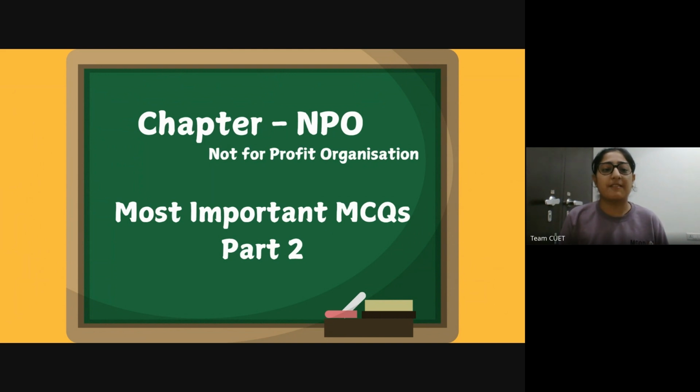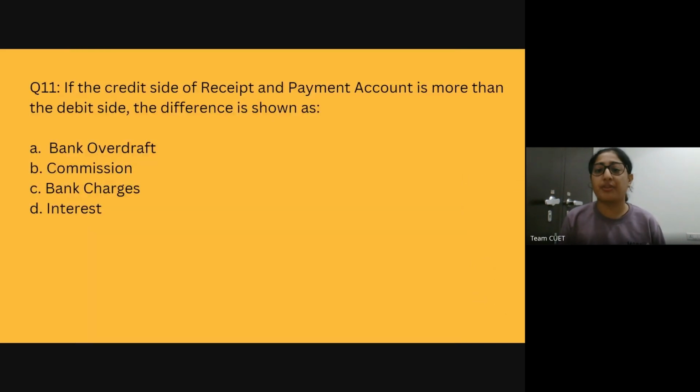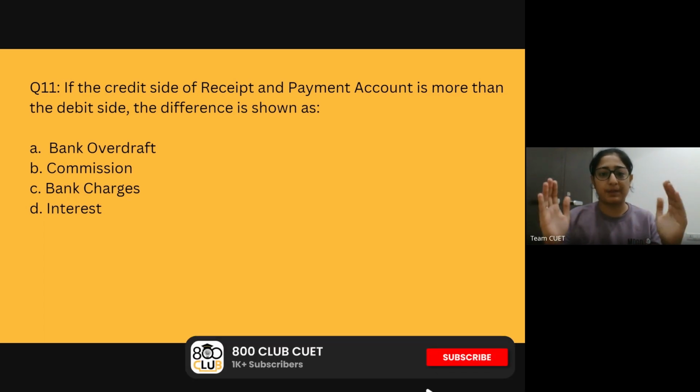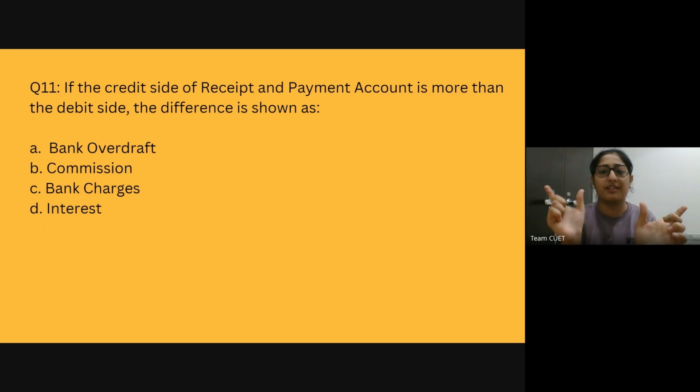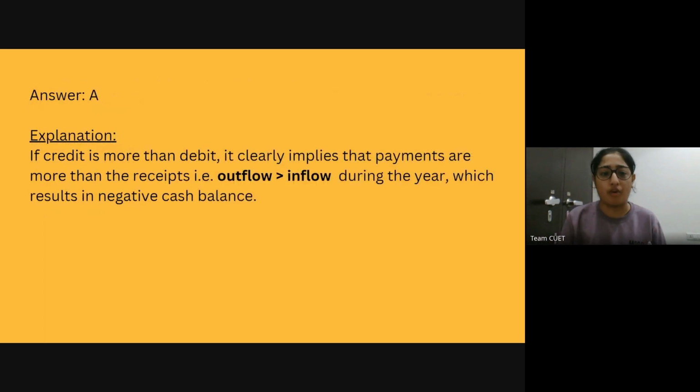Question number 11 says that if the credit side of the receipt and payment account is more than the debit side, now the difference is shown as. I hope you understand the format of the receipt and payment account. On this side we show the receipts and on this side we show the payments, right? It is saying that the credit side is more than the debit side, means payments are more than receipts. So what do we call it? Commission, bank charges, interest, or bank overdraft? For sure, the answer to this question is A, that is bank overdraft.